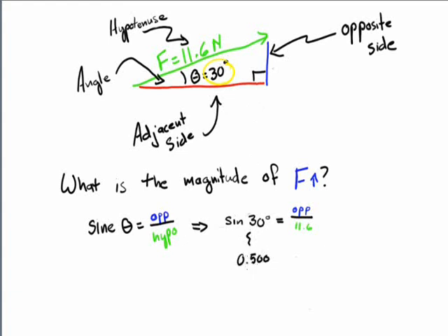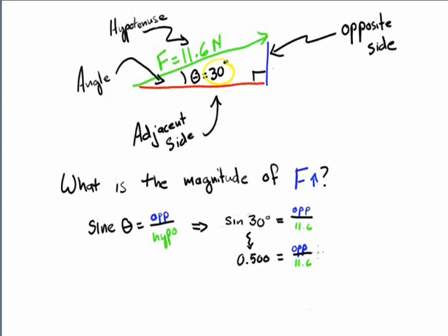0.500? So I can take this value and replace it with a number, 0.500. And that equals the length of the opposite side, which I don't know, I'm trying to find out, divided by the hypotenuse, which is 11.6. How do I get the length of the opposite side all alone? I need to multiply. What am I going to multiply by?